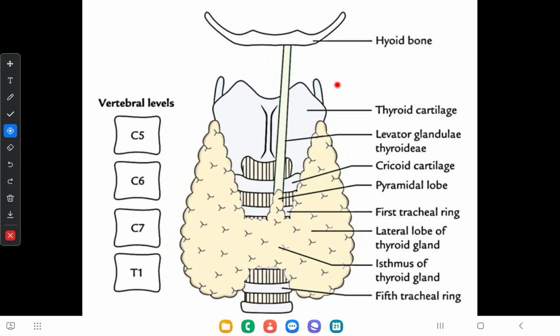The short neck and strong strap muscles are responsible for pushing the lower pole of a normally located but enlarged gland downward into the superior mediastinum. Sometimes, if there is an enlargement of the thyroid gland, it can go downwards into the superior mediastinum. We call it a retrosternal goiter.